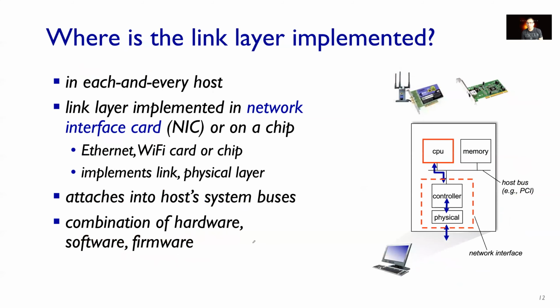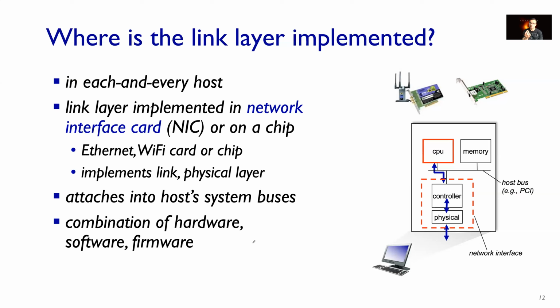Okay, so let's move forward now to talk about where the link layer is actually implemented. It's of course implemented in each and every host, but within the host, where is it actually implemented? As we've seen, the transport layer and even the network layer are implemented in the operating system. How about the link layer? Well, the link layer is implemented as a combination of things. Part of it is in software, part of it is in what's referred to as firmware, and part of it is directly implemented in hardware.